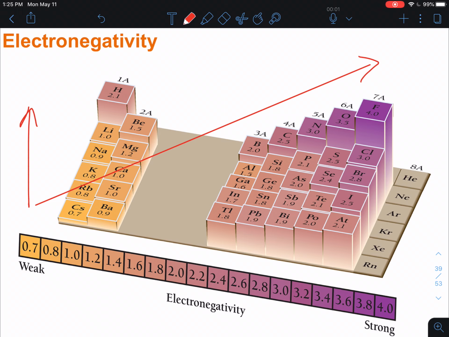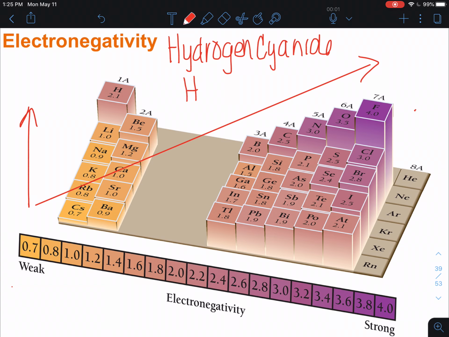Okay? So if you had to draw the Lewis structure for hydrogen cyanide, and you need to know what the central atom is. First of all, we know hydrogen is H, and cyanide is going to be a C, just to let you know. It's a carbon and a nitrogen. And I wanted you to draw the Lewis structure for this. And you had to place the central atom.